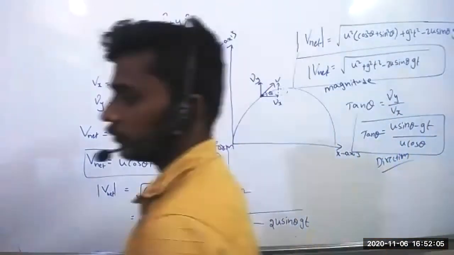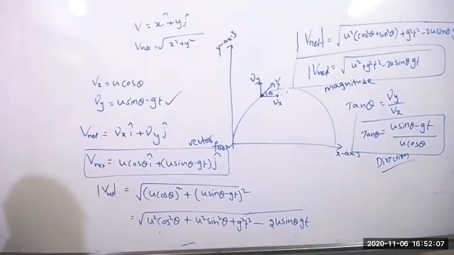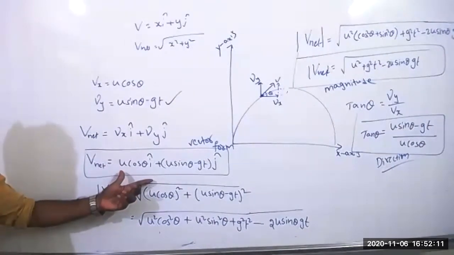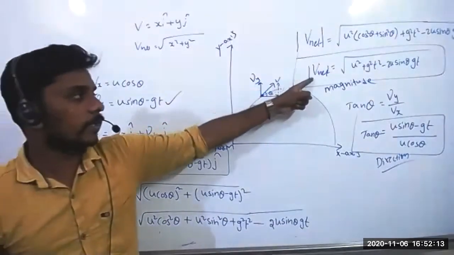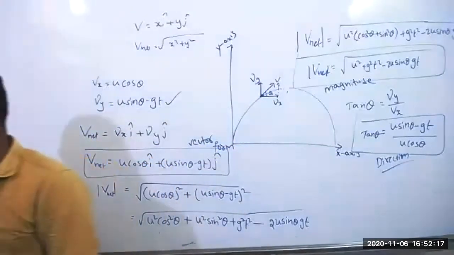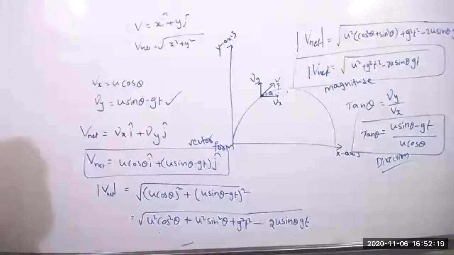Write down: path equation, velocity in the vector form, velocity in the magnitude form, and direction of velocity, tan theta. So, path equation, tell me.